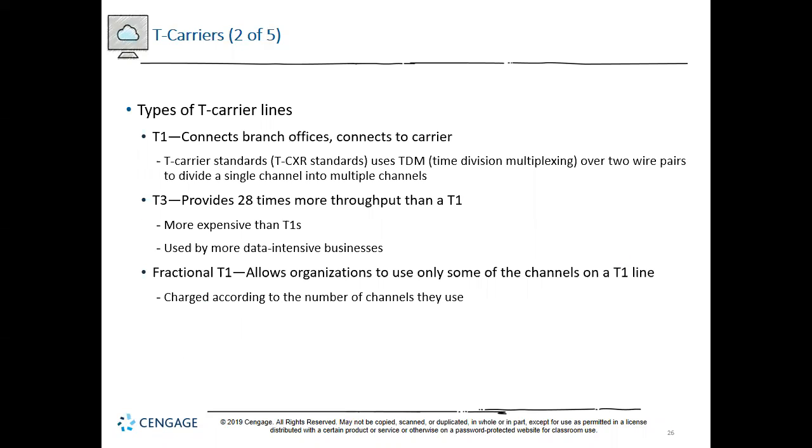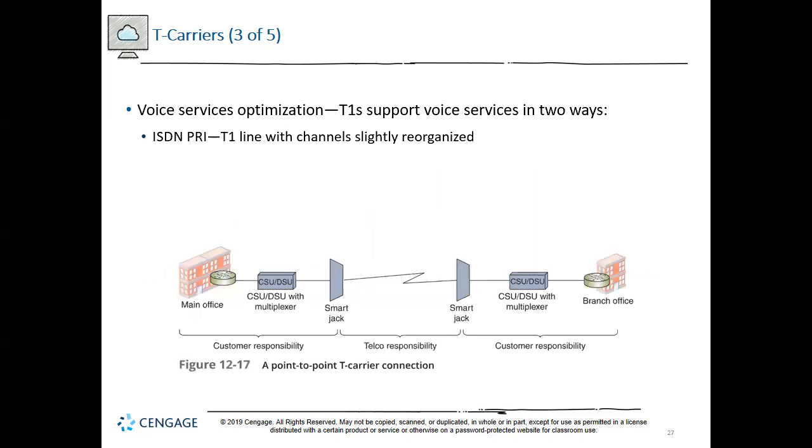Now, the number of channels for these is kind of important. You might need to do a bit of reference on that, but T1 has 24, and T3 has 24 times 28. And then we have these devices, basically the smart jack. It's also important to have a look at that. We actually have to have some of our own equipment here. We've got the CSU/DSU, which is done by your router and your modem together. But then there's a smart jack, which is provided by your telco company, and that's going to be at your DMARC.